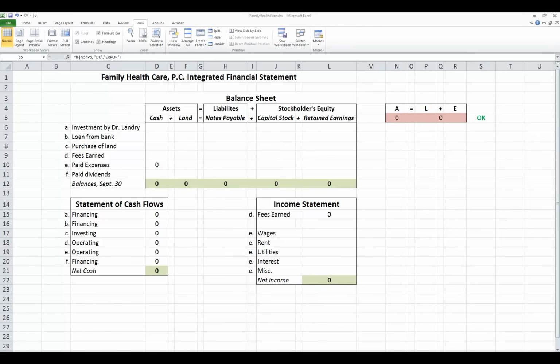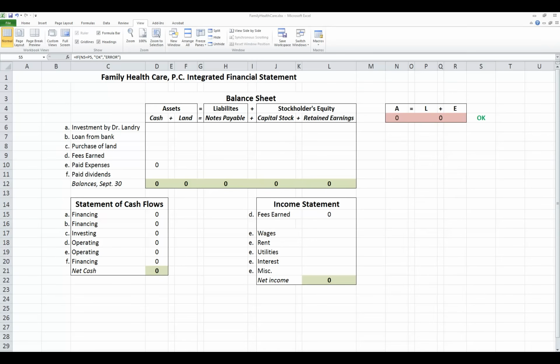Now, the spreadsheet is set up so that each financial statement is tied together by Excel formulas. So when we change things in the balance sheet, some of that is going to cascade down into other financial statements. And the same thing holds true for the other ones. So we have the balance sheet up top, the statement of cash flows in the lower left, and the income statement in the lower right. And our spreadsheet actually has the formulas built in that will change certain things as we go.